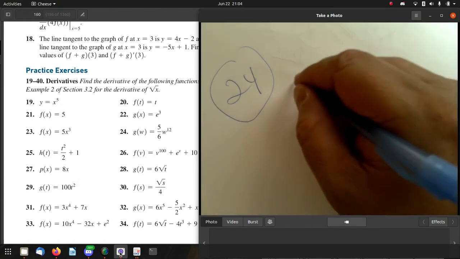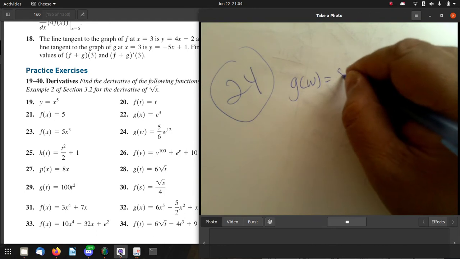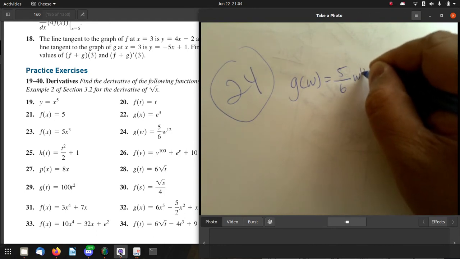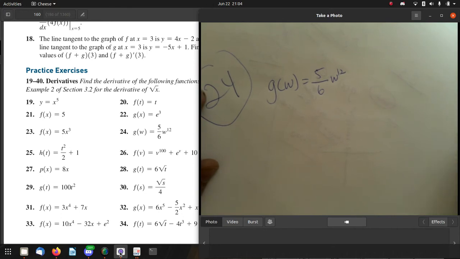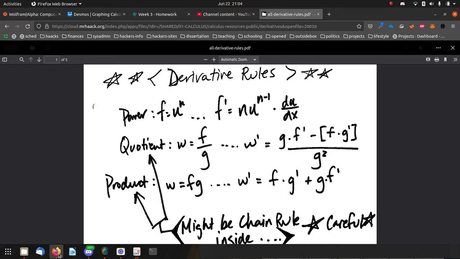All right, so now we have 24, and we have g of w equal to 5/6 w to the 12th power. So w is our independent variable, and let's go ahead and jot down what our power rule is here. I have it pulled up, and I'm going to write down a simple way to write these. This is going to be a helpful list for you later. I'm going to write a simpler version here for you right now, but I do encourage you to find this file. It's called All Derivative Rules, and go through it with me as I go through it with you now.